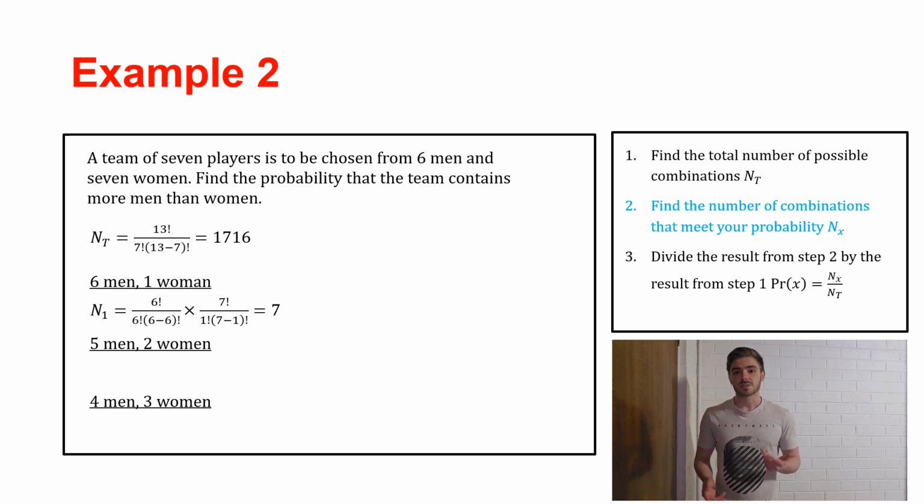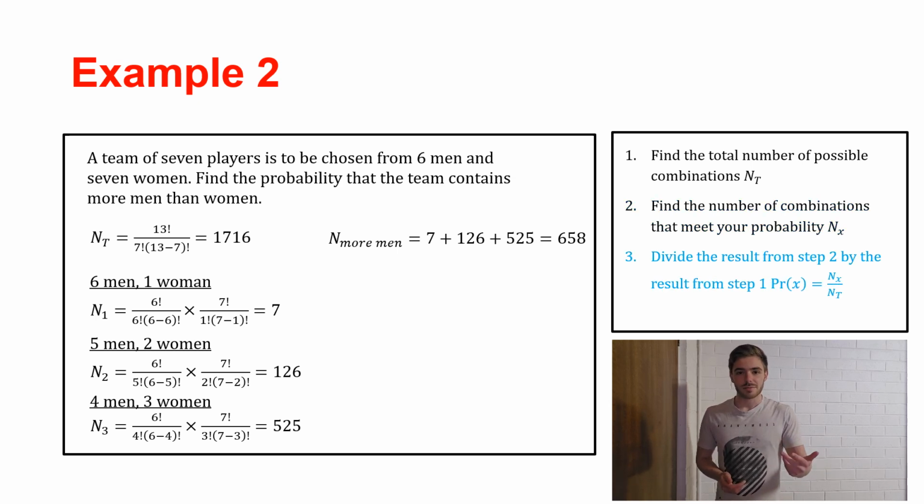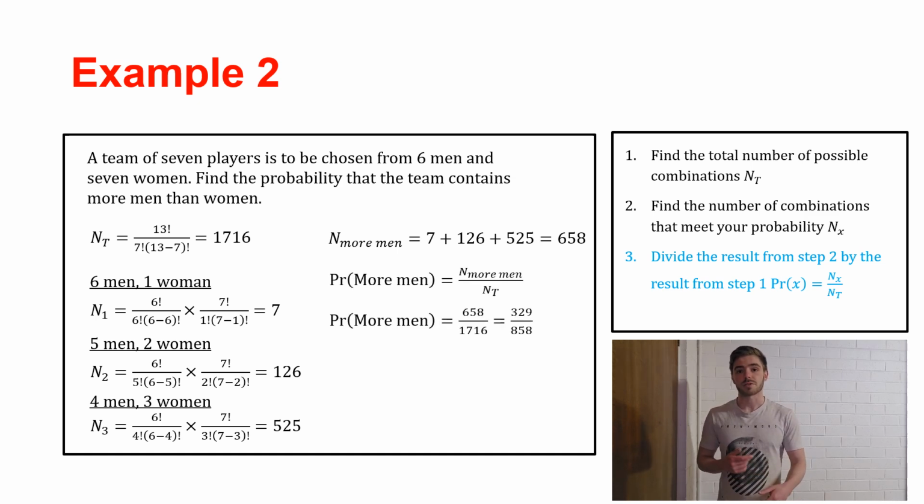Similar can be said for the other 2 scenarios. The only thing that's changing is that the number of men is decrementing and the number of women is incrementing. After we add up all those combinations together, we get to a total of 658. And the final step is to divide through by the total number of possible teams, thus turning it into a probability. And that gives us a probability of 329 over 858.